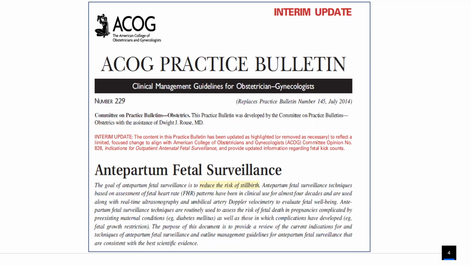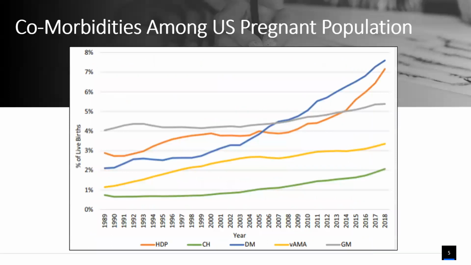So ACOG helps us with its indications and tries to give us some guidance, even if a lot of it is based on expert opinion and some evidence about which indications are going to increase the risk of stillbirth over the baseline population. But a lot of these indications, if you think about it, are increasing with time. So if you're looking at chronic hypertension, if you're looking at diabetes, AMA, the prevalence of a lot of the core indications that we think about in pregnancy are increasing in terms of the percentage of pregnant women with these indications.